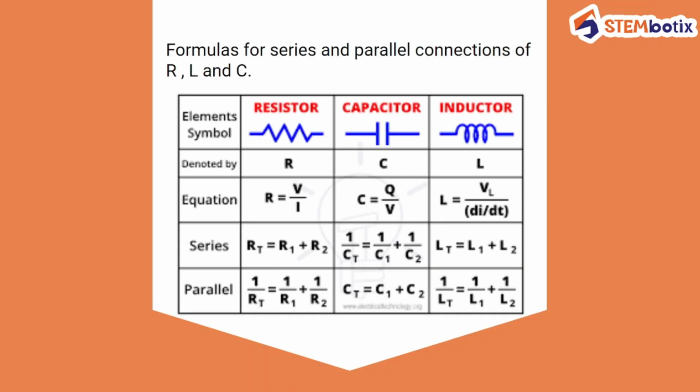So these are the formulas for R resistors, L inductors and C capacitors when they are connected in series and parallel. A resistor is denoted by R, a capacitor is denoted by C, whereas an inductor is denoted by L. This is how they are symbolized schematically: this is a resistor, this is a capacitor, and this is an inductor. And these are their particular formulas.